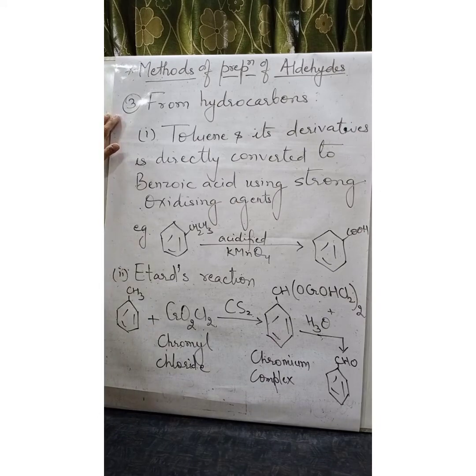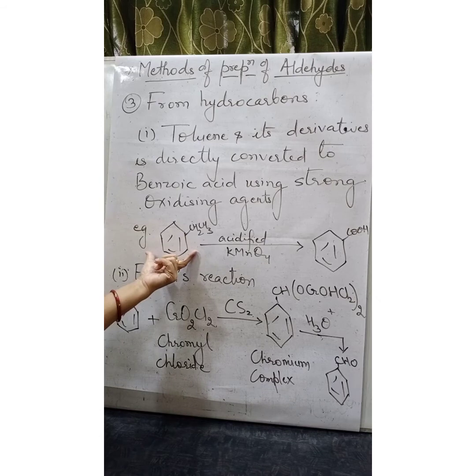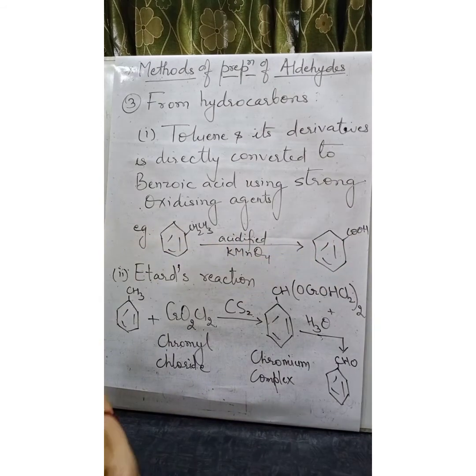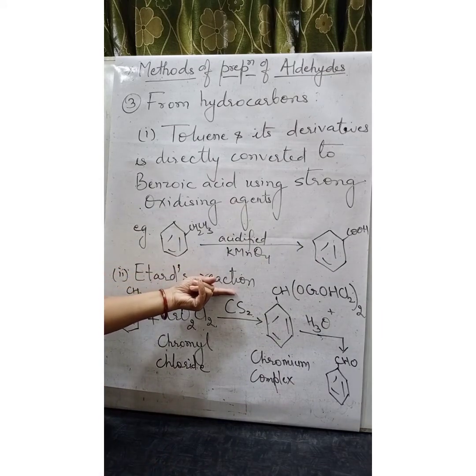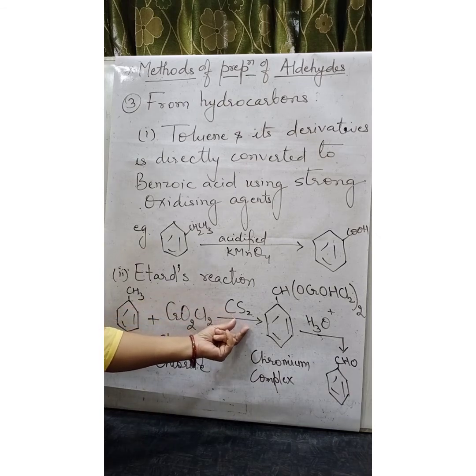Now the next method for the preparation of aldehyde is from hydrocarbons. Toluene and its derivatives are directly converted to benzoic acid using a strong oxidizing agent. For example, if we take ethyl benzene, it can be directly oxidized to benzoic acid. Etard's reaction. Etard's reaction involves the treatment of toluene with chromyl chloride in carbon disulfide medium.